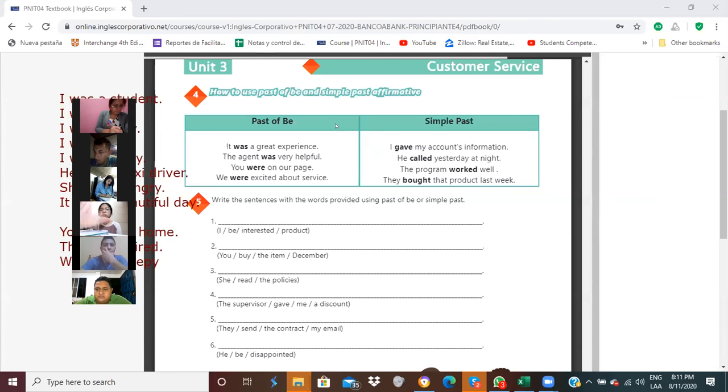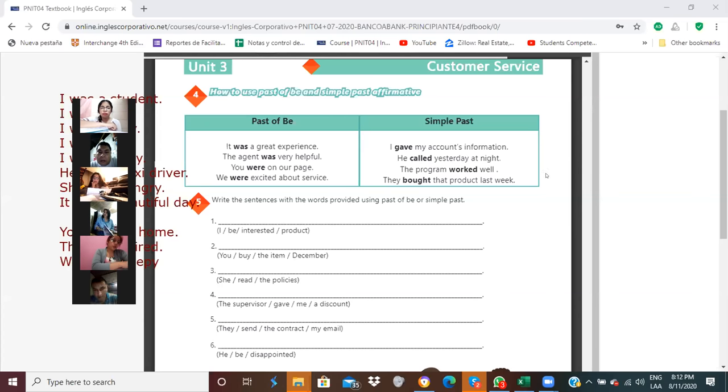Repeat, please. I gave my account information. He called yesterday at night. The program worked well. They bought that product last week.